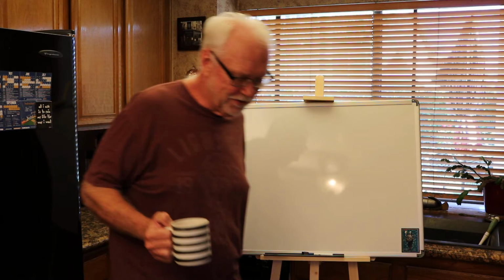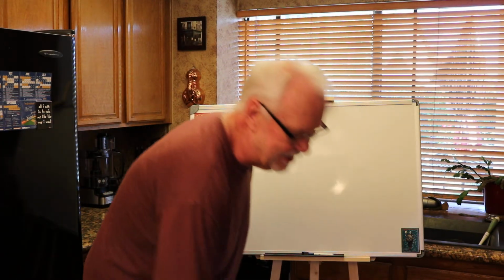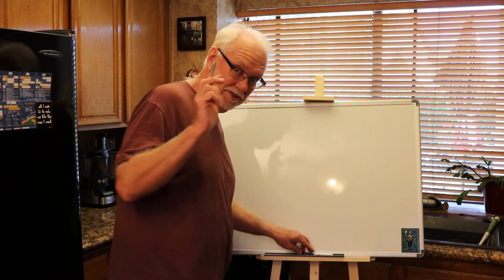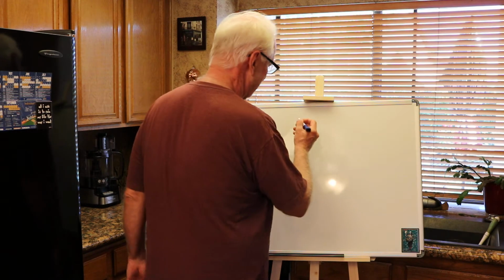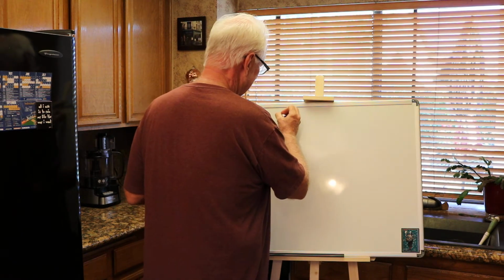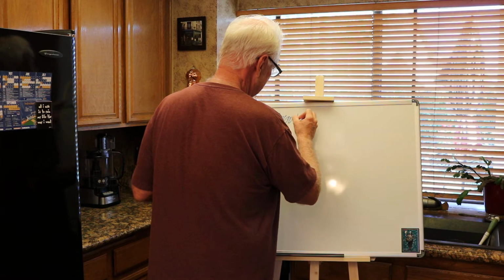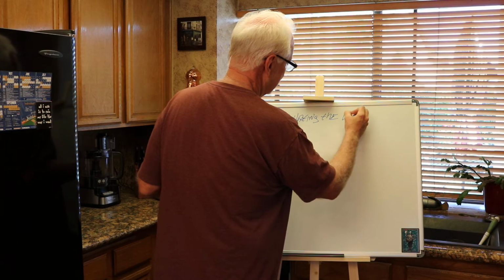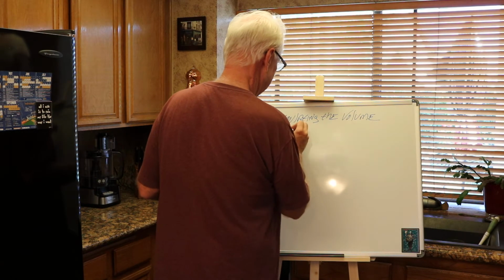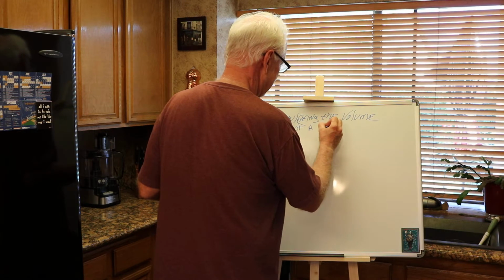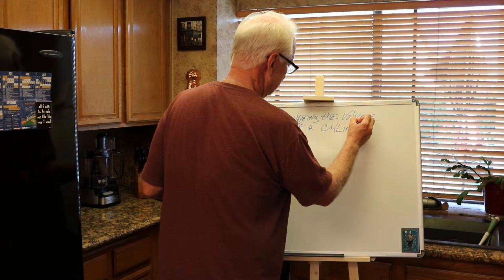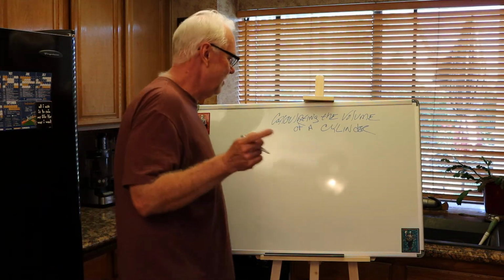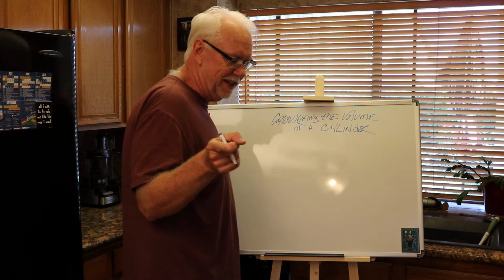Alright, first off, the formula for calculating the area of a cylinder is this. Let me start with the wrong pen. Alright, so first off, the class is calculating the volume of a cylinder. Okay. First though, like I said, we're going to go with the area of a cylinder.